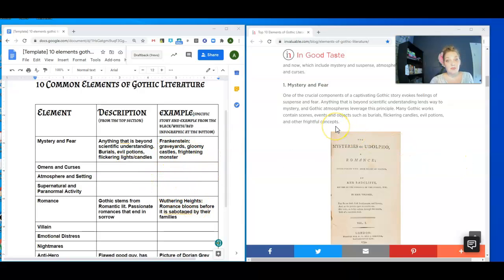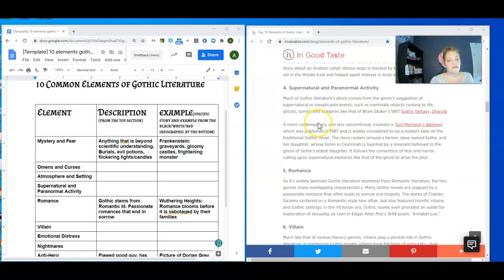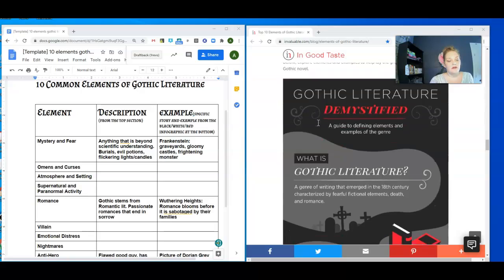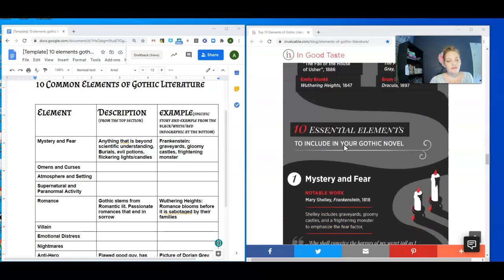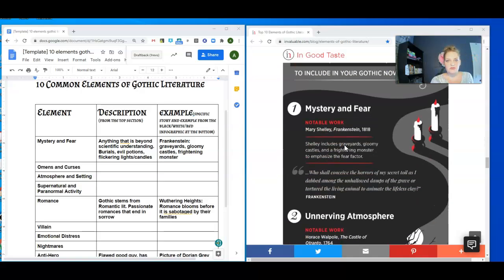Then for your example, you're going to find the specific example that I want. Scroll down, and you come to this. It is an infographic with specific examples for each element, and that is the one that I want in the example section. Okay, so go down to this black and white and red infographic, find the one that you're doing. Some people are doing all the description and then all the examples, and that's fine, so you don't have to go back and forth, however you want to do it.